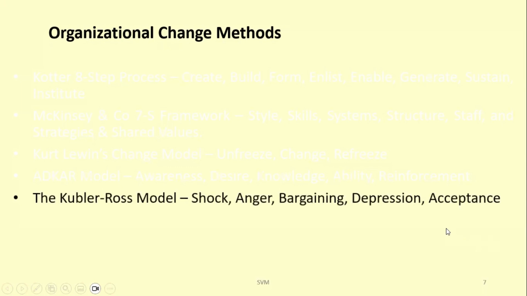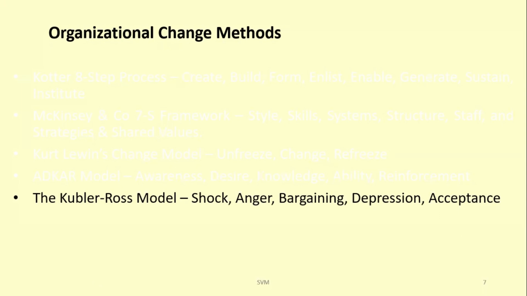Then the Kubler-Ross model. Here the first point is shock, meaning the initial response when you try to bring in some changes. Shock will be the initial response, with difficulty in processing the news and all those things. Next is anger, meaning the resistance which comes from people, mainly the resistance to the change.